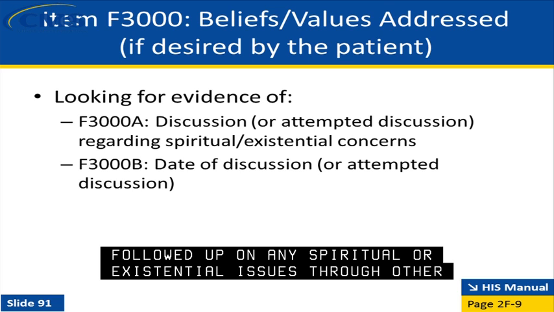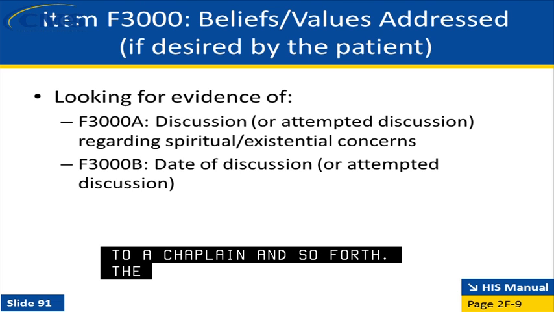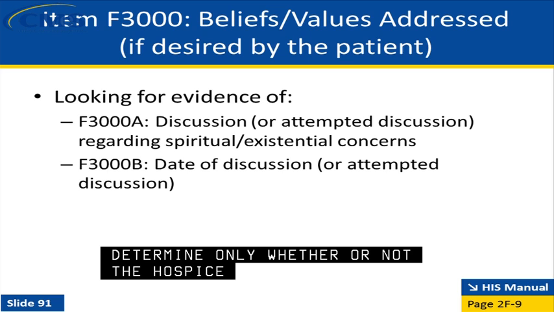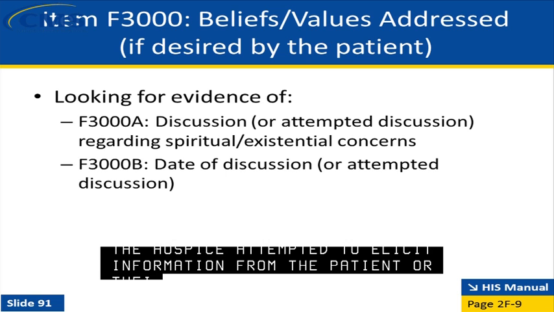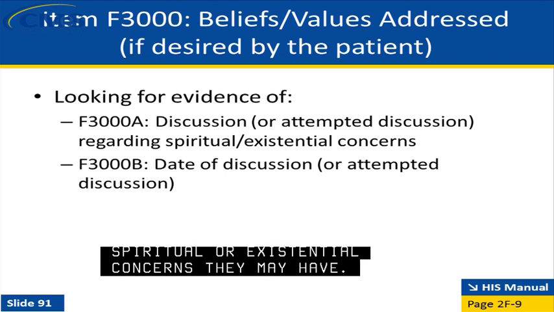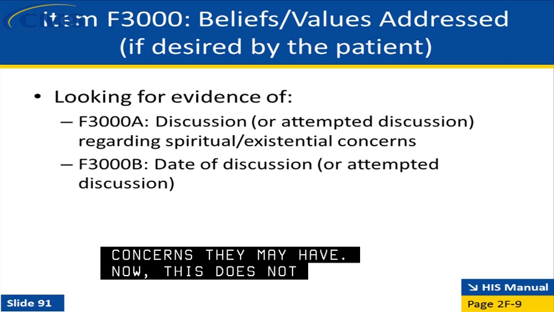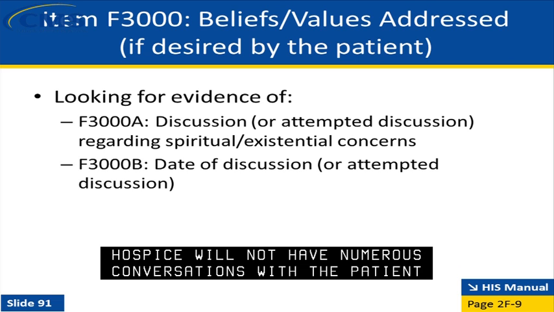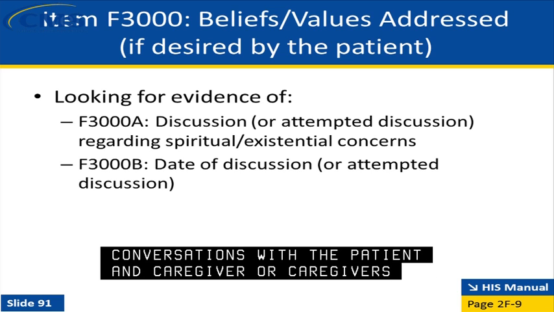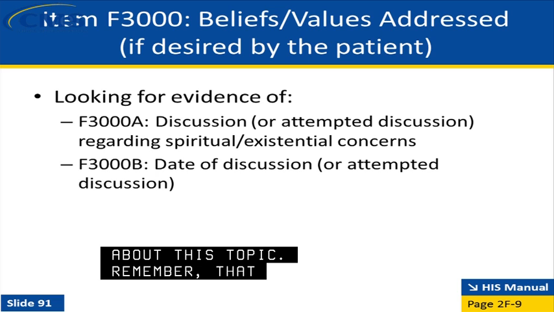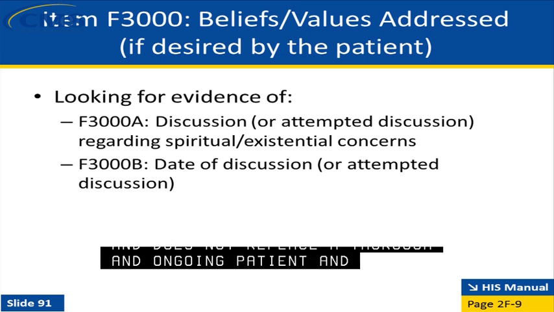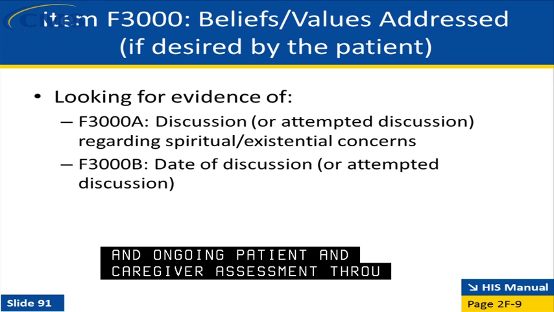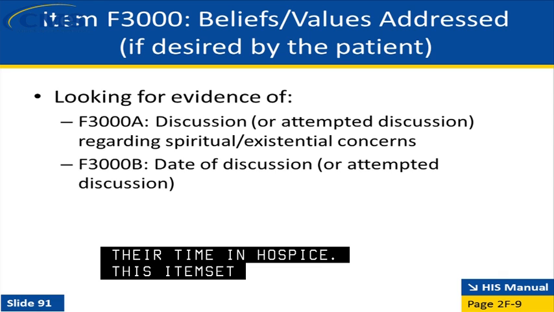The items on the hospice item set are intended to determine only whether or not the hospice attempted to elicit information from the patient or their caregivers about any spiritual or existential concerns they may have. Now, this does not mean that the hospice won't have numerous conversations with the patient and caregiver or caregivers about this topic. Remember that the hospice item set is not a patient assessment and does not replace a thorough and ongoing patient and caregiver assessment throughout their time in hospice. This item set is designed to capture data items needed to calculate NQF-endorsed quality measures for hospice.